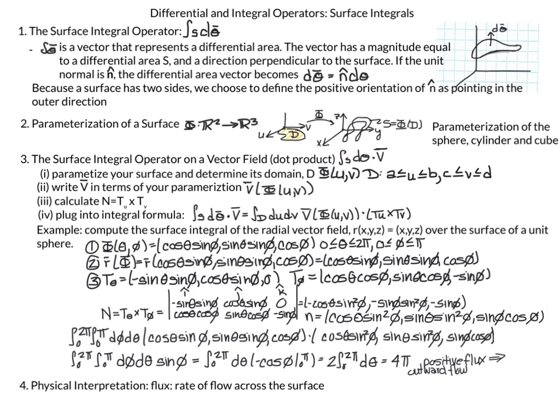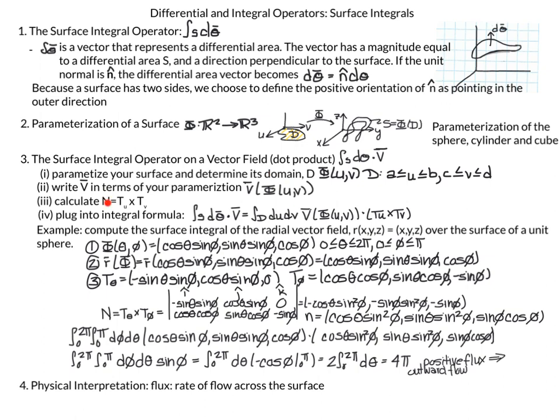The first step is to parameterize our surface and determine its domain. So that's what we were doing when we did the sphere, cylinder, and the cube. We determined our mapping and we determined our domain. Then we're going to write our vector v here in terms of our parameterization, and the idea is that v is a vector field over the entire 3-dimensional space, but we're only concerned about the vector field on this surface. So we do v composed of our surface.